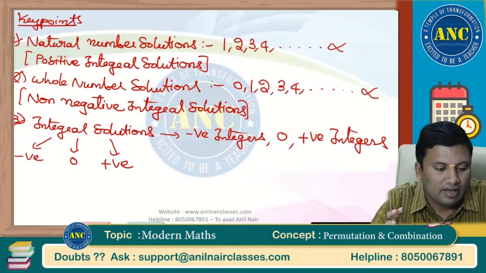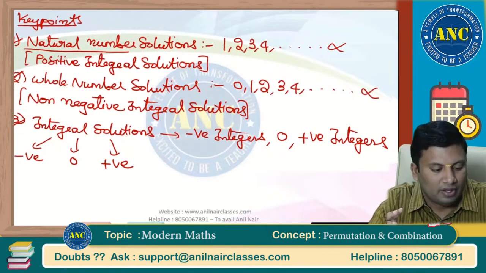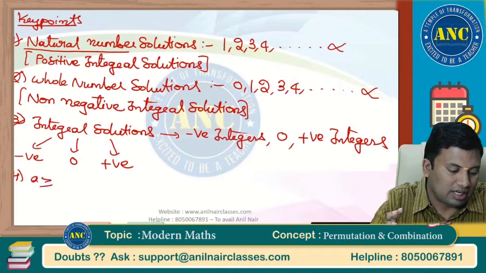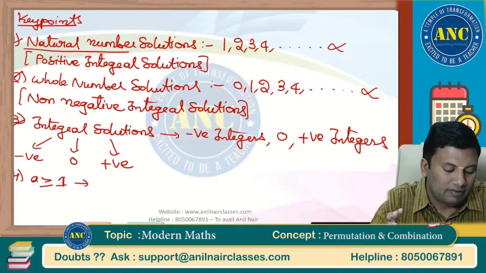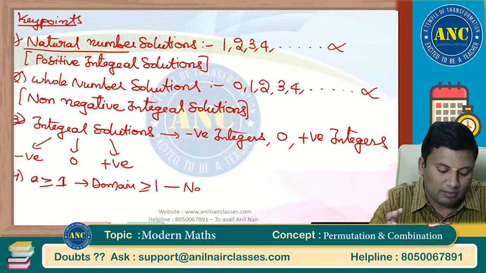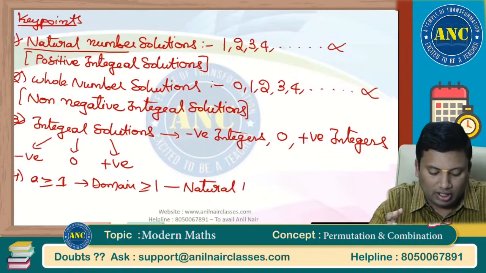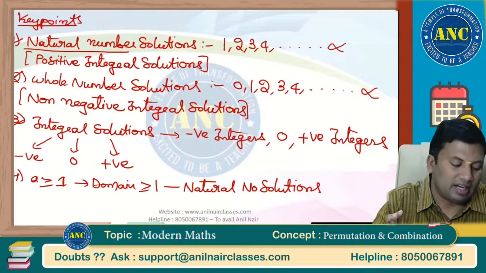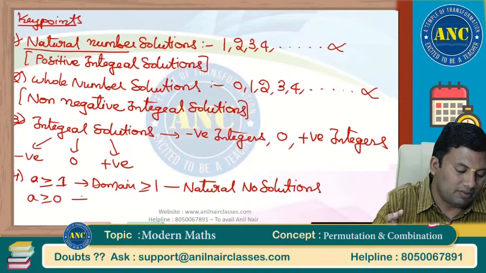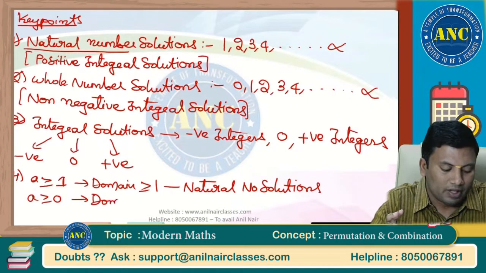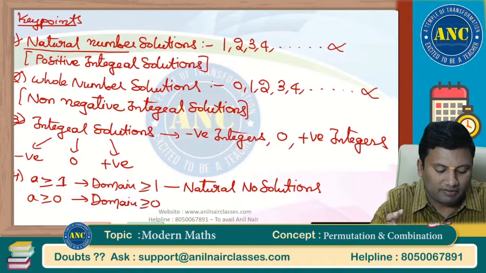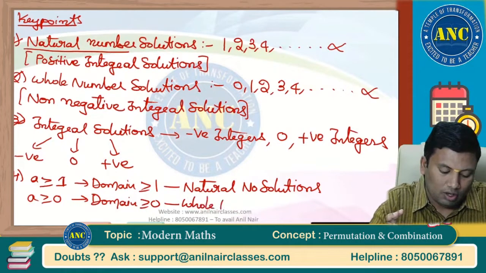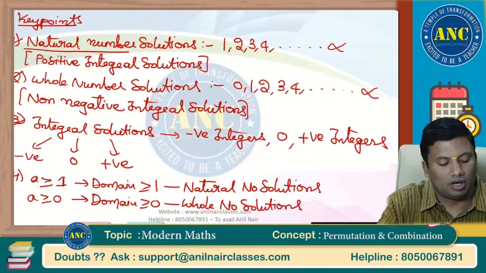This is the introduction. Wherever natural number solutions are there, a is greater than or equivalent to 1. If the domain of the variables is beginning from 1, then it is called a natural number solution. If the domain of the variables is starting from 0, then it is called a whole number solution.